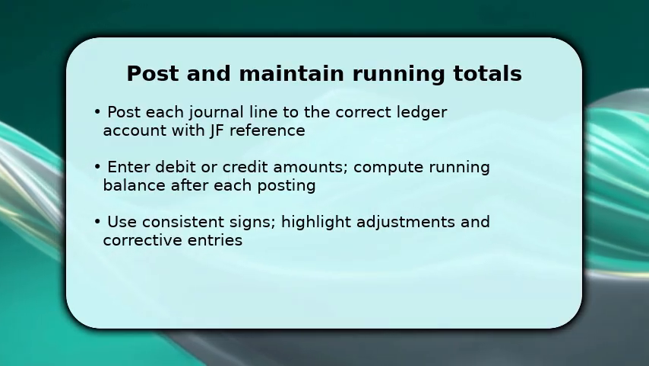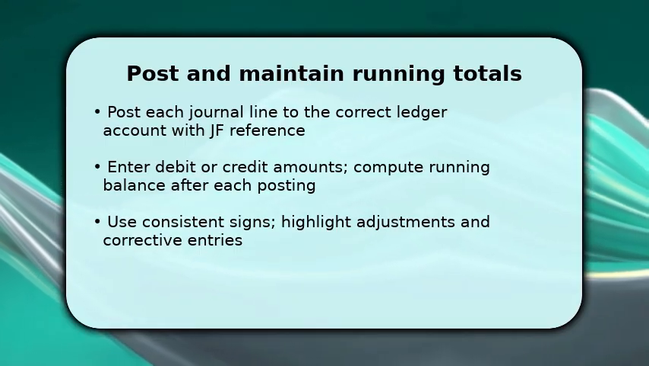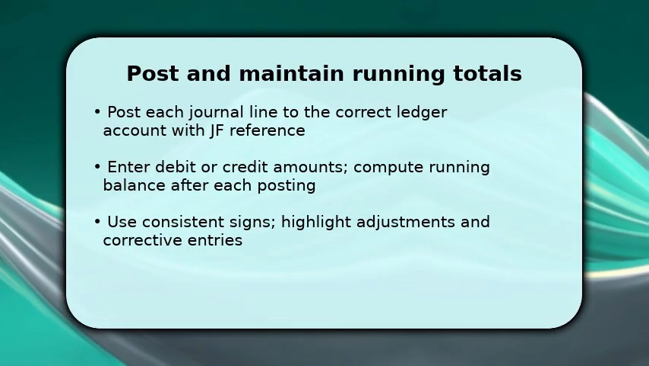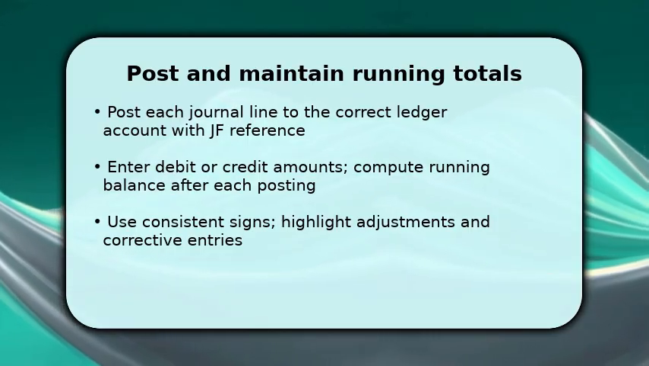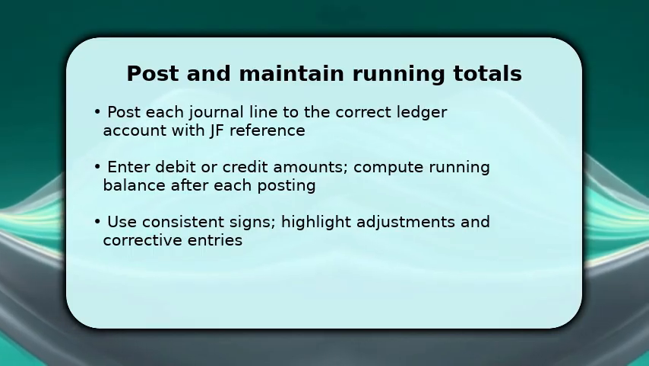Once a posting is complete, mark the journal entry as posted. If you need to correct an earlier entry, record an adjusting entry rather than overriding. This preserves the audit trail and explains why balances changed.